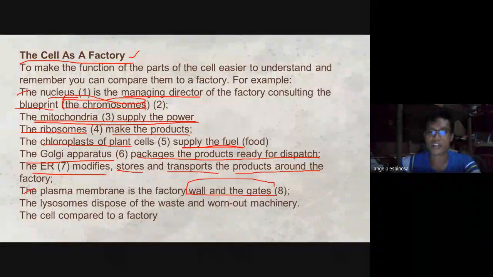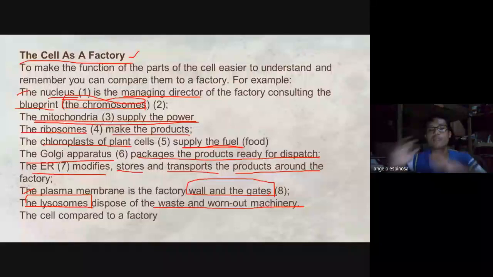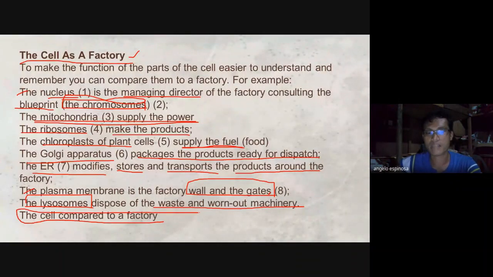Siya yung plasma membrane. Yung lysosomes naman, dinidispose yung waste and worn out machinery. So si lysosome kasi is the one who is breaking down, di ba? Nire-recycle niya yung mga pwede pang gamitin for the making of new cell division. Now, si lysosomes naman sa company, siya yung nagre-recycle yung mga pwede pang gamitin, tapos itatapon yung mga hindi na pwede gamitin. So the cell is compared to a factory. So ngayon, alam nyo na ngayon.